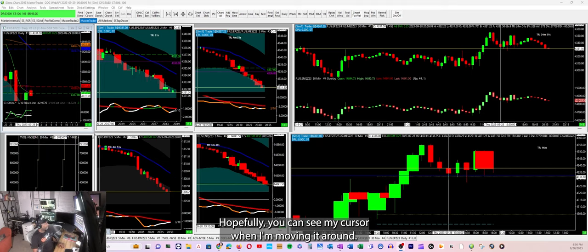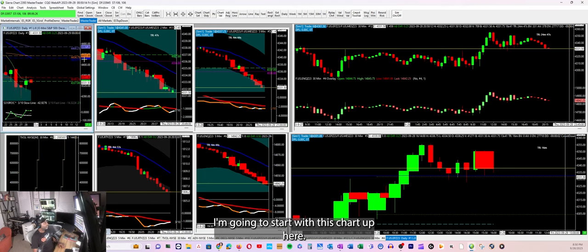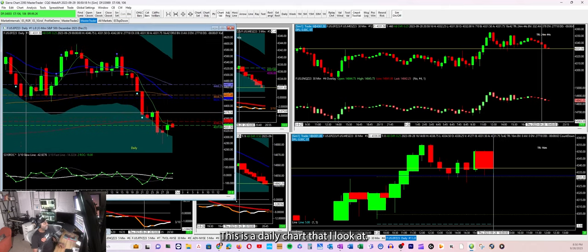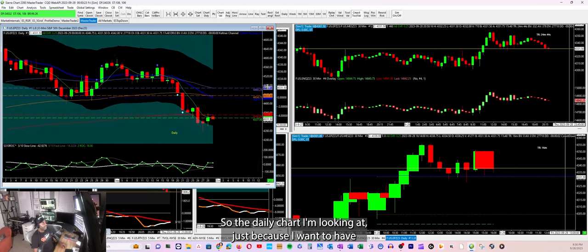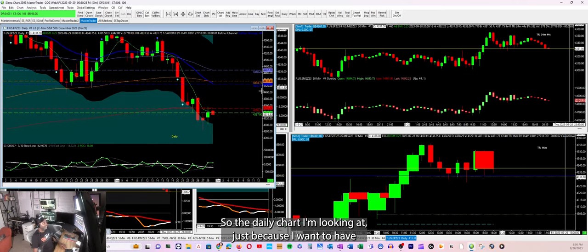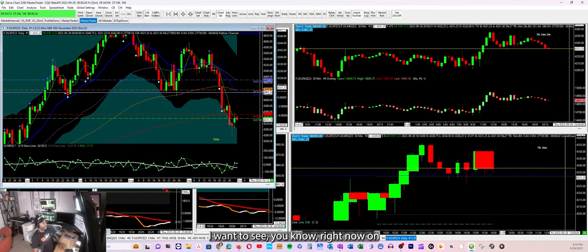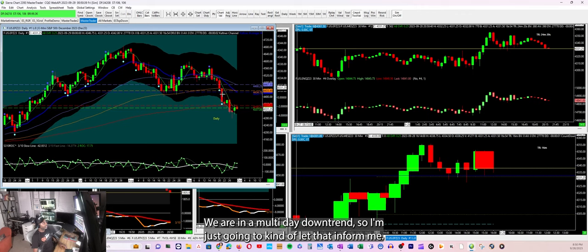Hopefully you can see my cursor when I'm moving it around. I'm going to start with this chart up here. This is a daily chart that I look at. I'm going to make it a little bit bigger. I look at the daily chart because I want to have an overview of the overall market. Right now, on September 28th, 2023, we are in a multi-day downtrend, so I'm going to let that inform me.